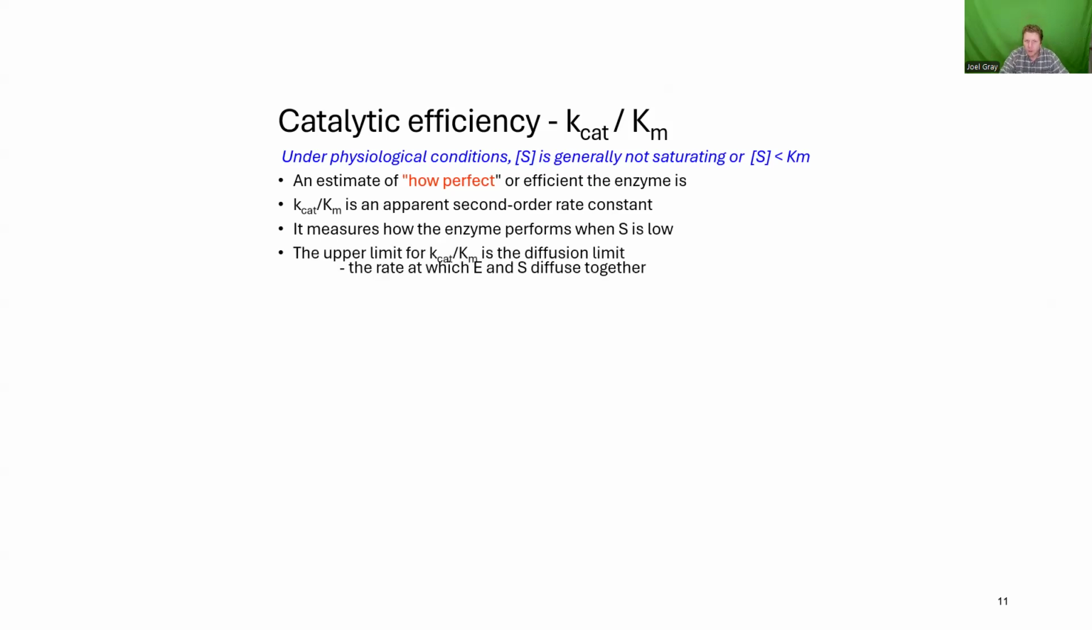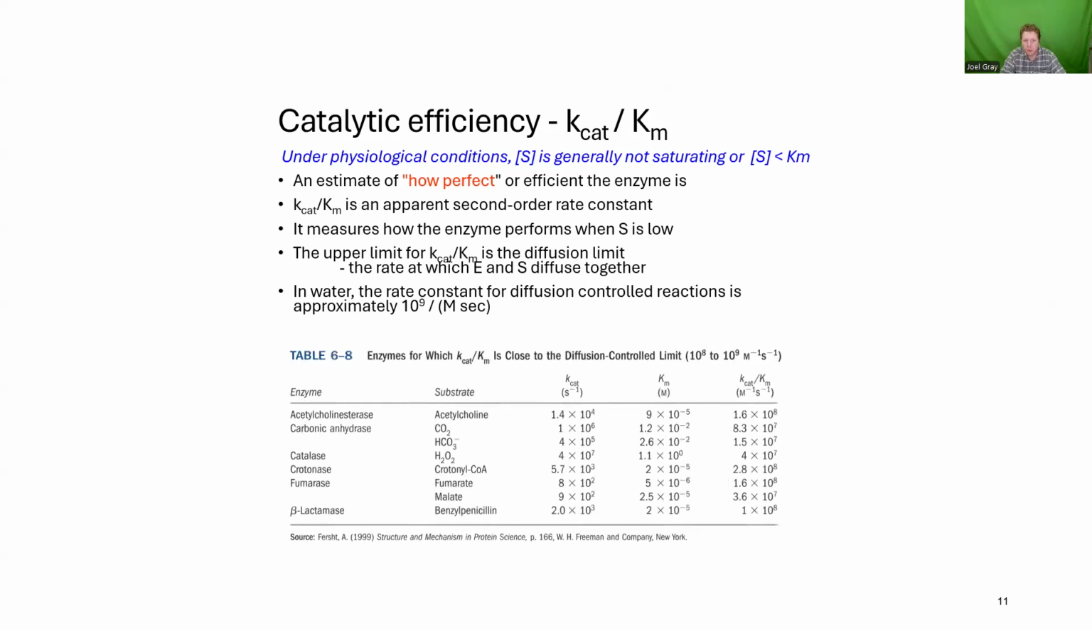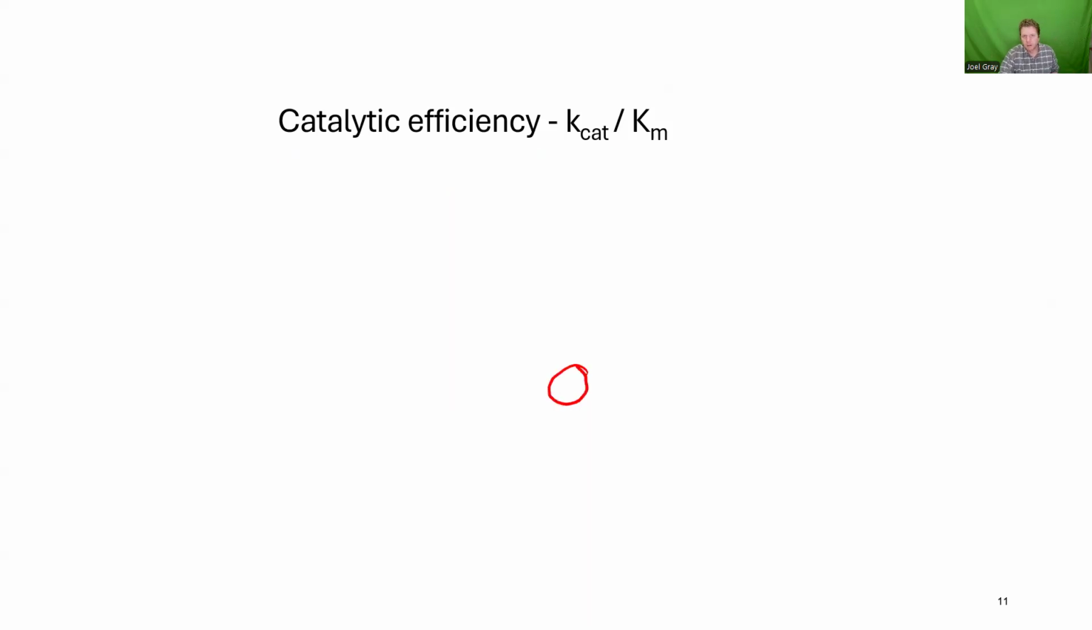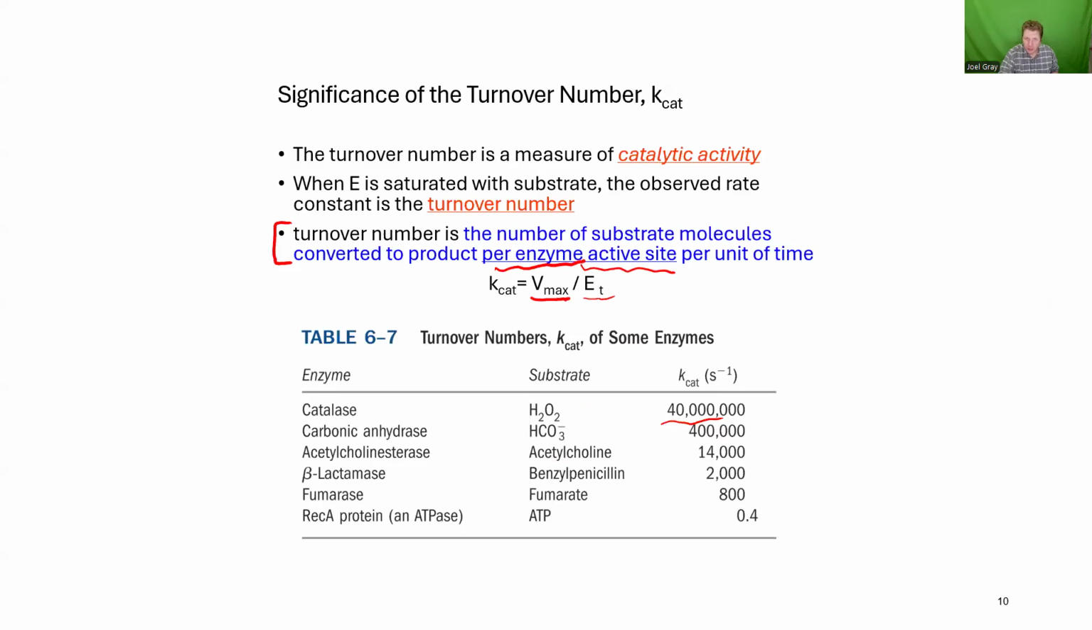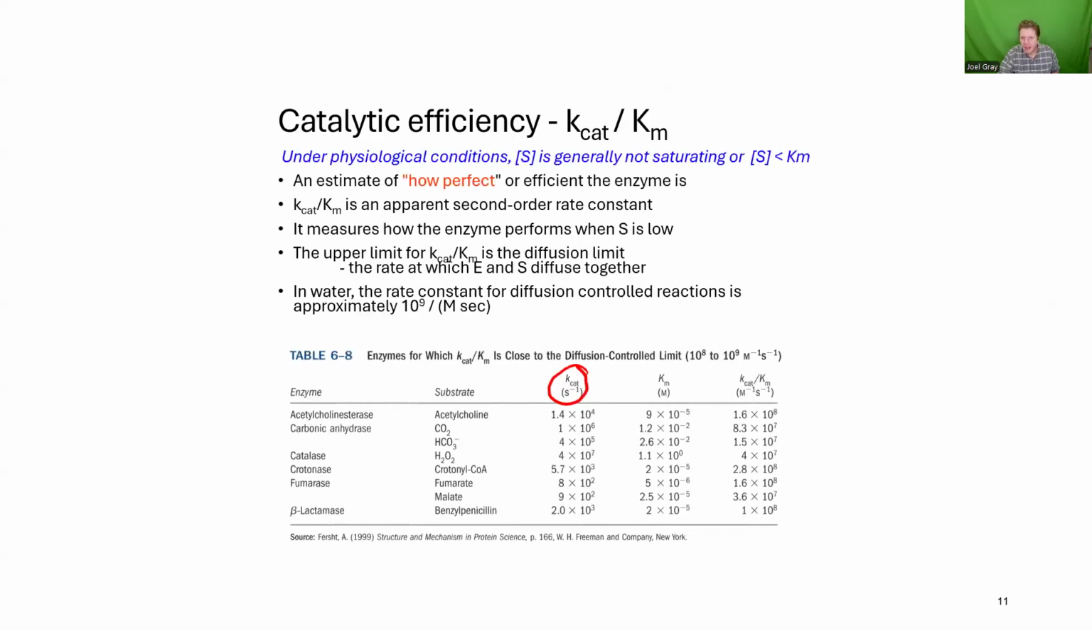Now, the upper limit for kcat over Km is the diffusion limit, the rate at which enzyme and substrate diffuse together. In water, the rate constant for diffusion-controlled reactions is approximately 10 to the 9th per molar per second. Whenever we look at these different kcat over Km values, we come up with numbers like this. Our kcat is the catalytic activity, and then Km.